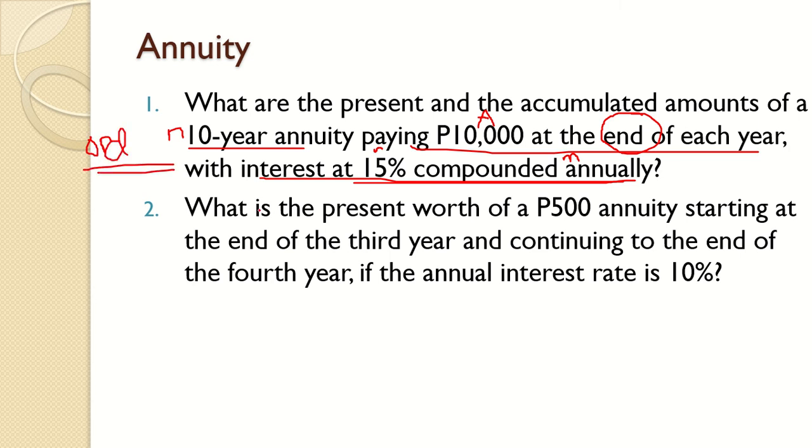The second one: what is the present worth of a 500 annuity starting at the end of the third year and continuing to the end of the fourth year if the annual interest rate is 10%? So, what is the present worth? So, ang gipangita kay present worth of 500 annuity. So, klaro na kayo diri? This is our A. Starting at the end of the third year. So, niyon siya nga after pa. So, ini ka-end na sa ikatulong nga tuig. So, meaning nailaktaw, naidwa ka tuig, wala siya ng bayad. So, unsa man na nato nga topic nga nailaktaw.